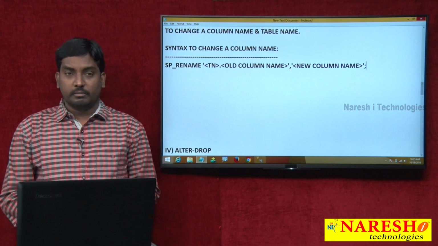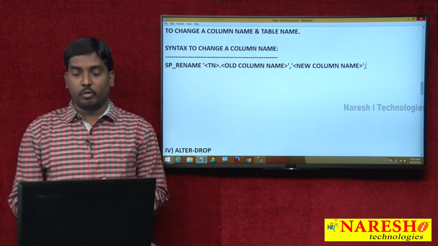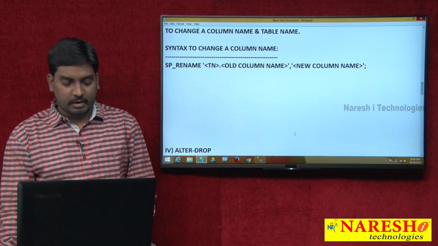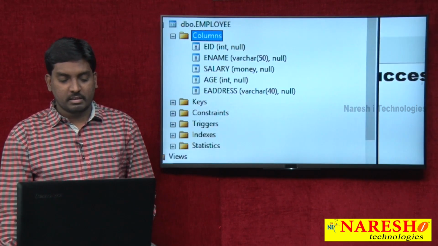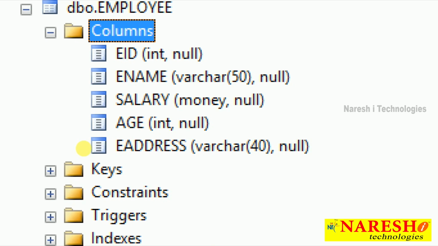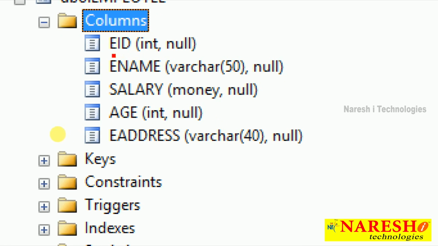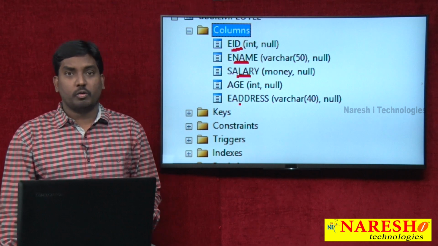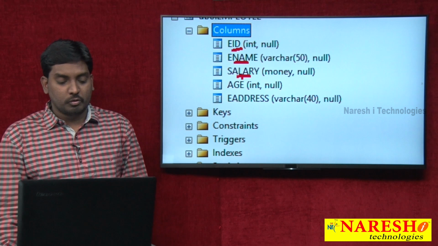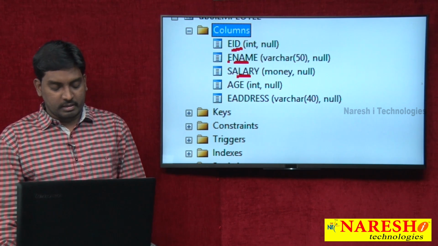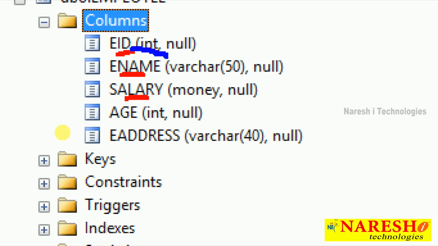Now I am going to show how to change a column name. Come here and we will change our column name. Before I change my column name, first I am going to show the existing column names. Observe, the first column name is EID, and second is E name, then salary, age, and address. Now it is your wish, you can change any column name as per your requirement. For example, here E name was there. So this column name I am going to change now.